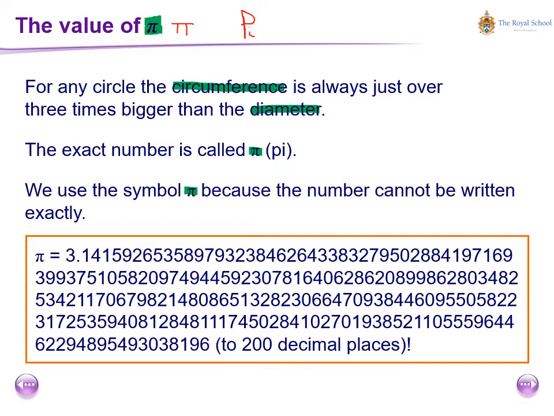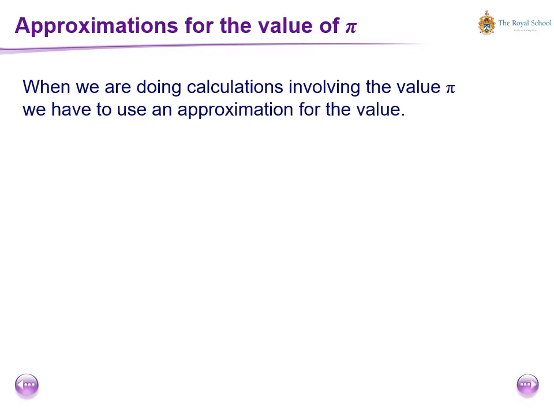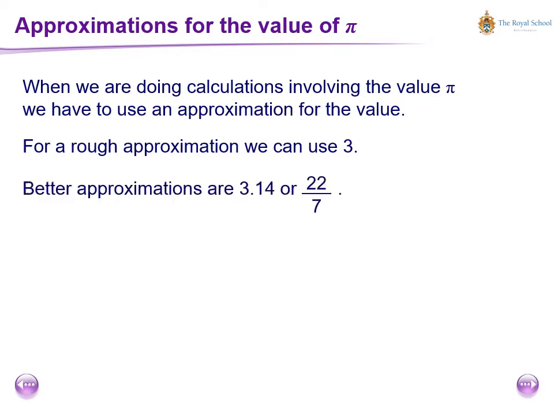So how do we go about using this in a sum? Well, we're going to have to use an approximation quite often for pi, and that means just a rounded value. Now, a lot of questions are quite handy because they will tell you what approximation to use. So if you were doing a really rough approximation, a mental calculation to just check that your answer is suitable, you could use 3. It's not very accurate though. Quite a lot of questions will ask you to use 3.14 or maybe even 3.142, or less commonly 22/7.